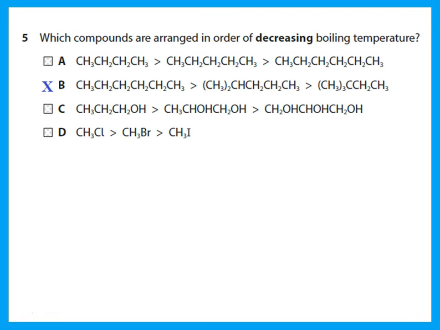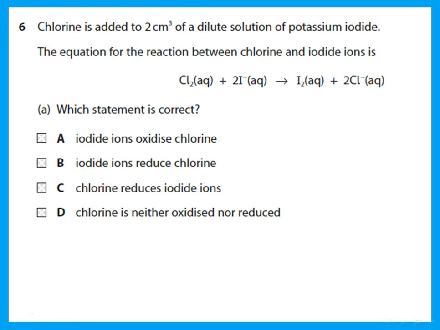If we look at C, C is made up of all alcohols. You should realize that the more OHs in a compound, the more hydrogen bonding, the higher the boiling temperature. So actually that is arranged in increasing boiling temperatures, not decreasing. The same for D. D is in the wrong order for halogenoalkane.